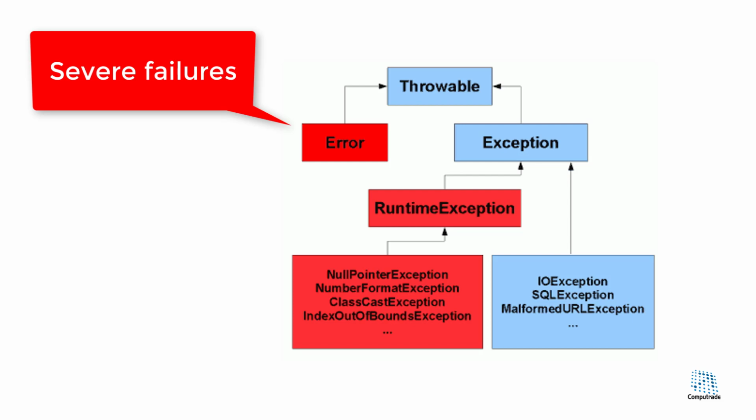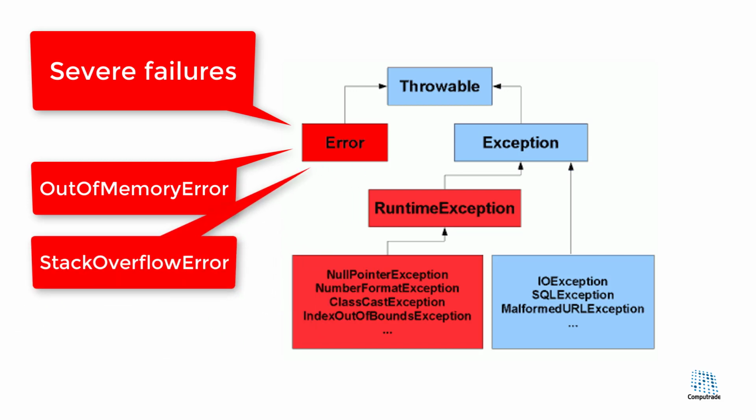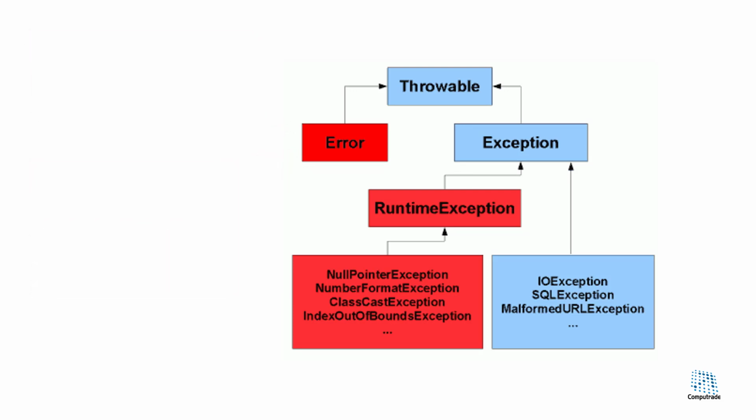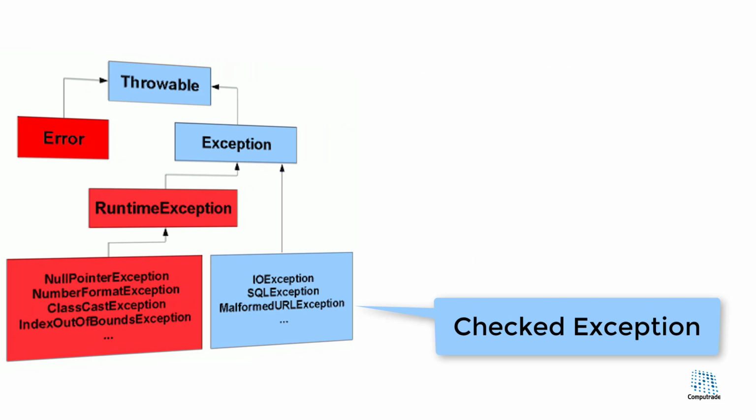For example, when the JVM is out of memory, it will throw an OutOfMemoryError. Another example is when a stack overflow happens. Then a StackOverflowError will be thrown by the JVM. Normally, programs cannot recover from errors. All classes which are subclasses of Exception are called checked exceptions. For example, Java has some familiar exceptions like FileNotFoundException, IOException, and many more.